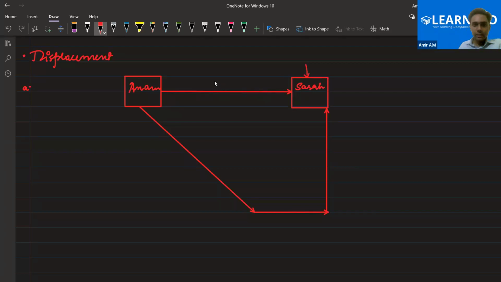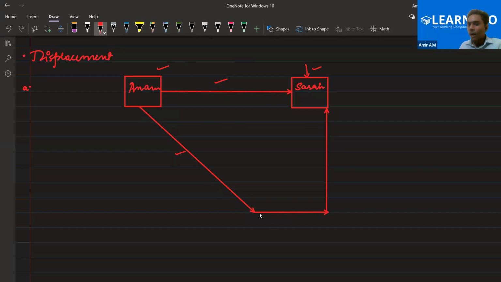Anam has two options to go. First is a shortcut path, another one is the by road path. The shortest straight line path connecting Anam's home and Sara's home will be called displacement. In simple words, displacement is the shortest straight line path between the initial point and the final point. This is the initial point, Anam's home, and Sara's home is the final point.